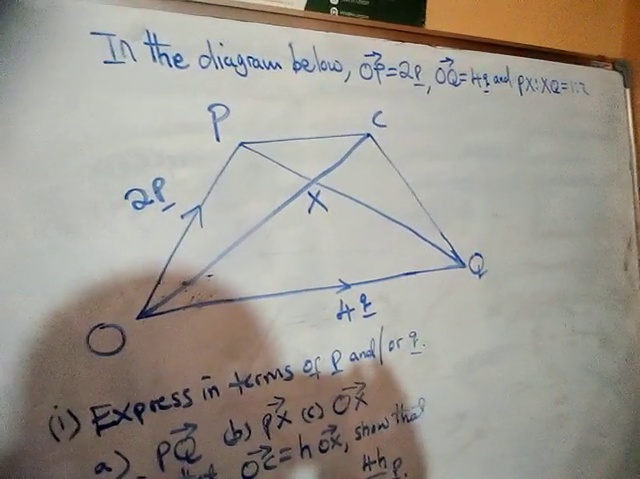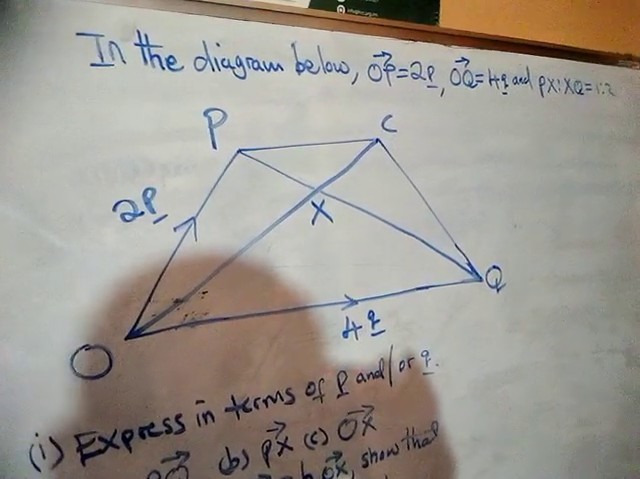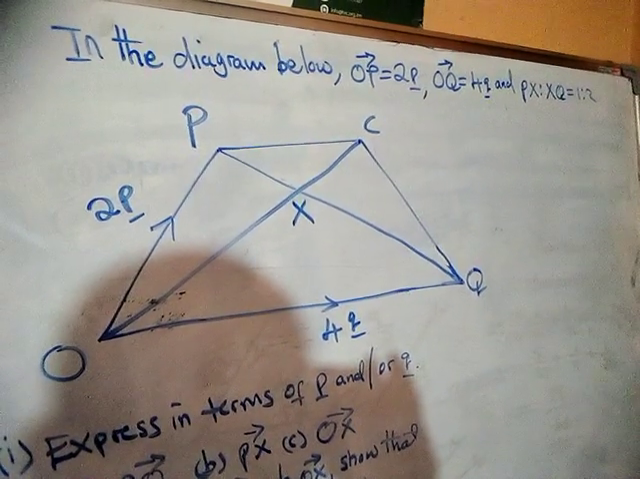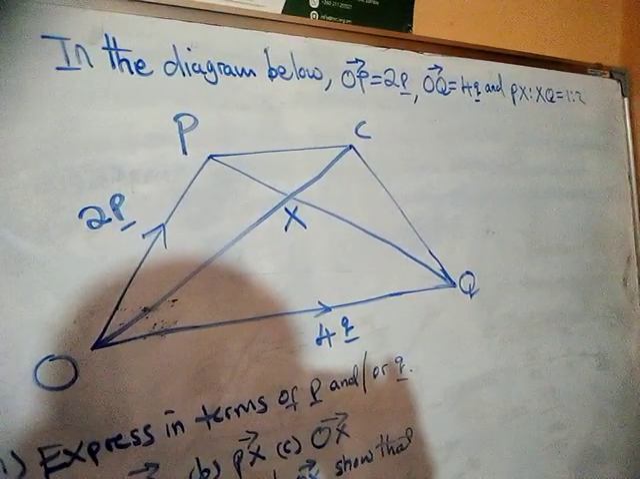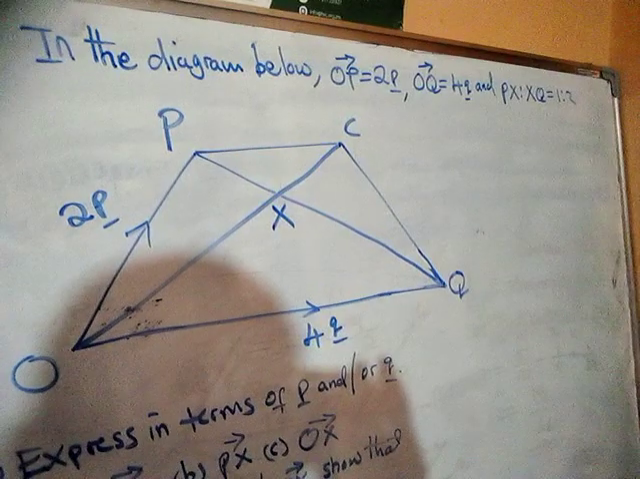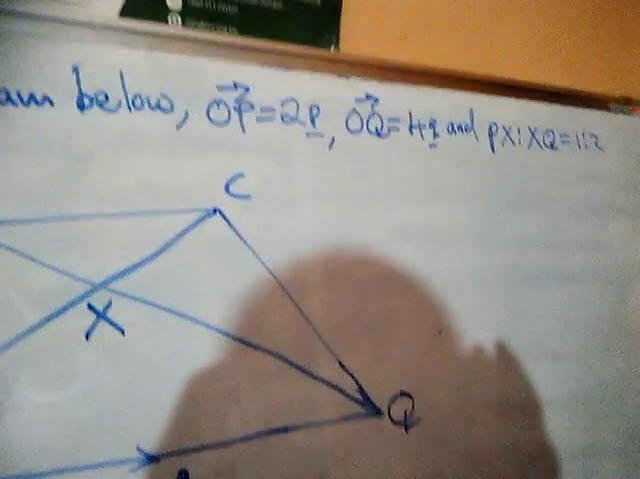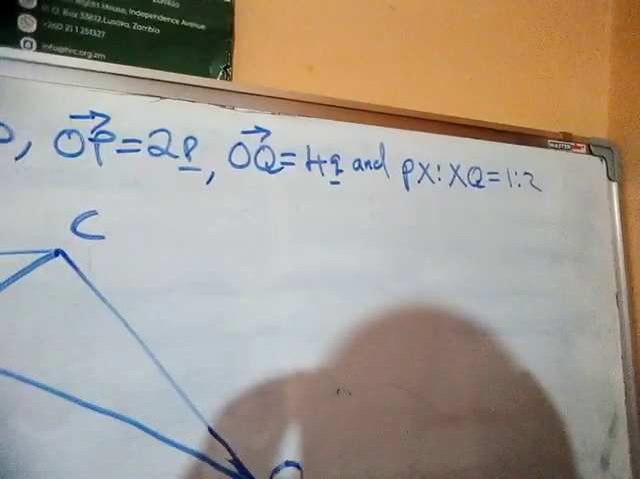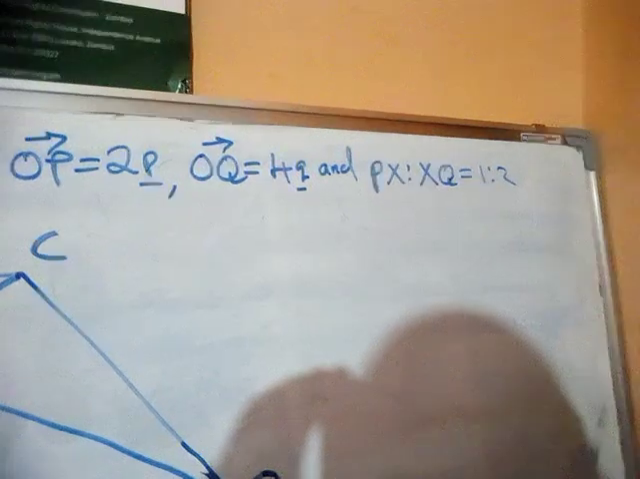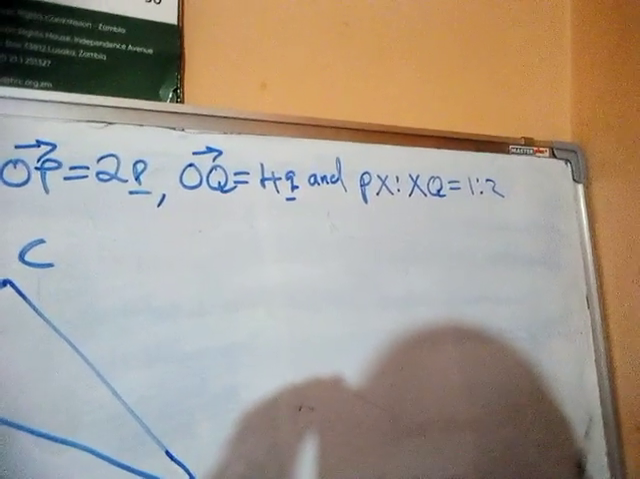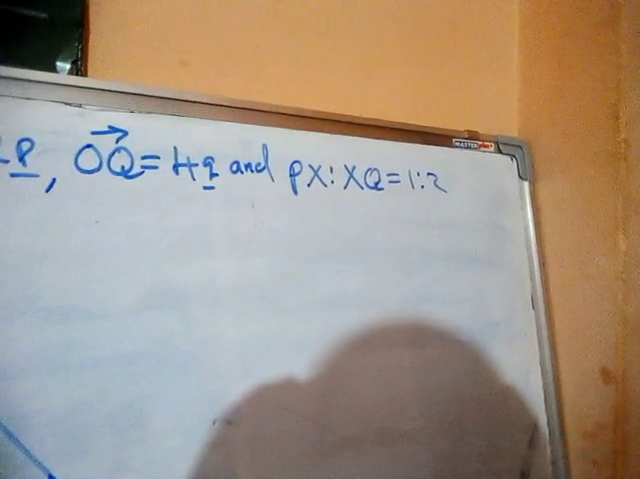Welcome. Let's look at this particular question on vectors. The question reads: in the diagram below, vector OP equals 2 vector P, vector OQ equals 4 vector Q, and the ratio of the two lines PX to XQ is 1 to 2. Observe. Very important information that we have here.